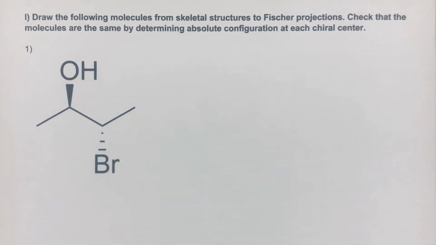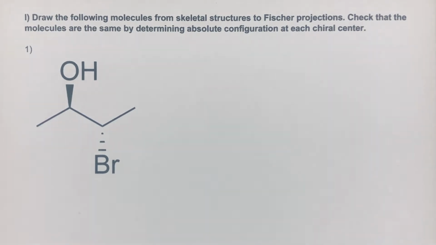All right, for the remainder of the video, we will look at several examples going through this entire process from the skeletal to the Fischer projections. So that is our question here. Draw the following molecules from the skeletal structures to Fischer projections, and then, the same process we did before, check that the molecules are the same by determining the absolute configuration at each chiral center.